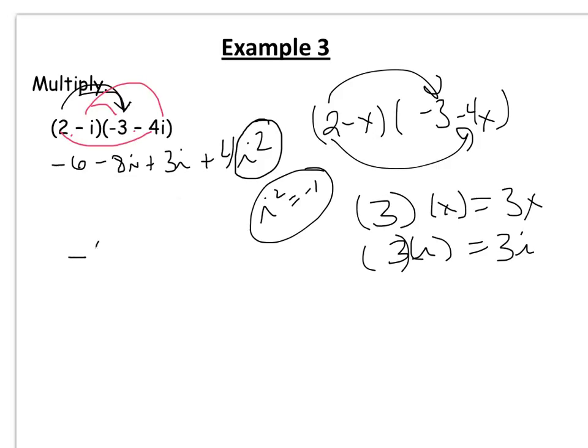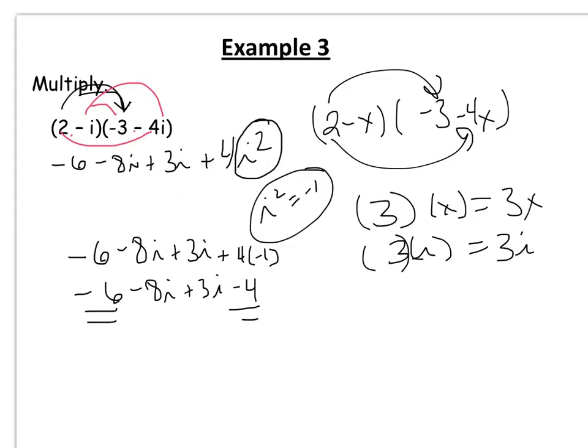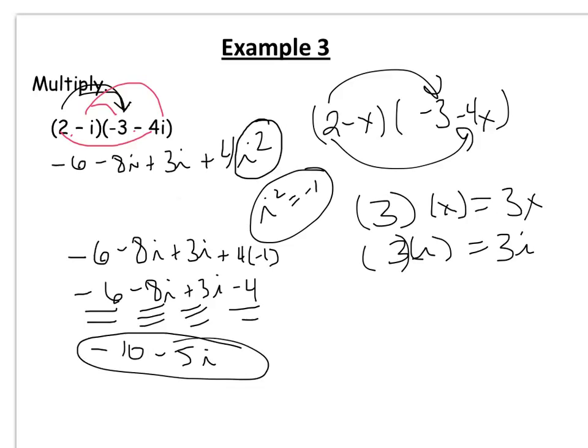So the first thing I'm going to do is leave everything the way it is and replace the i squared with negative 1. Now I do that and I get negative 4. So now we're back to one of those basic problems where we're just adding and subtracting. Negative 6 and a negative 4 is a negative 10. Then we have a negative 8i and a positive 3i, and that's going to give me a negative 5i. And that is our solution. So be careful, when we multiply terms, you're going to end up with that i squared, which we replace with negative 1.